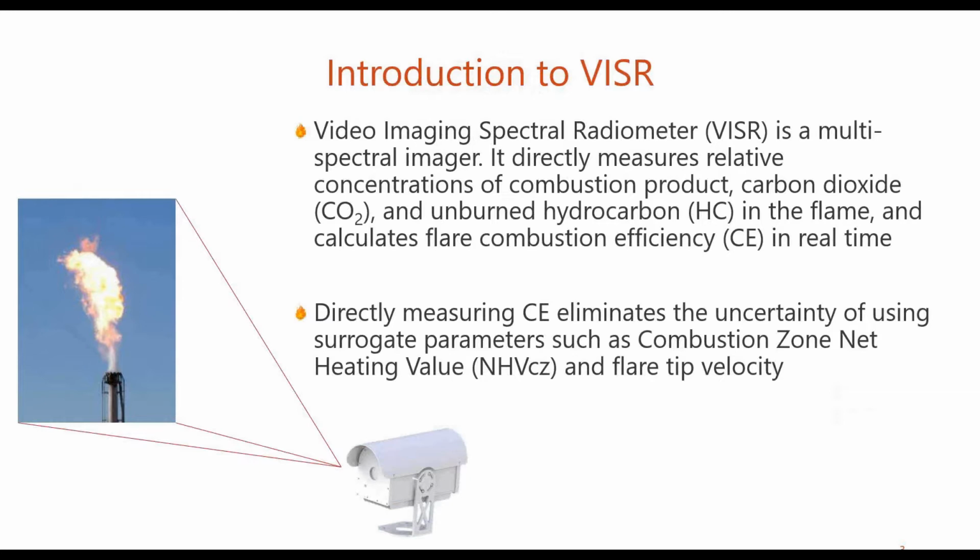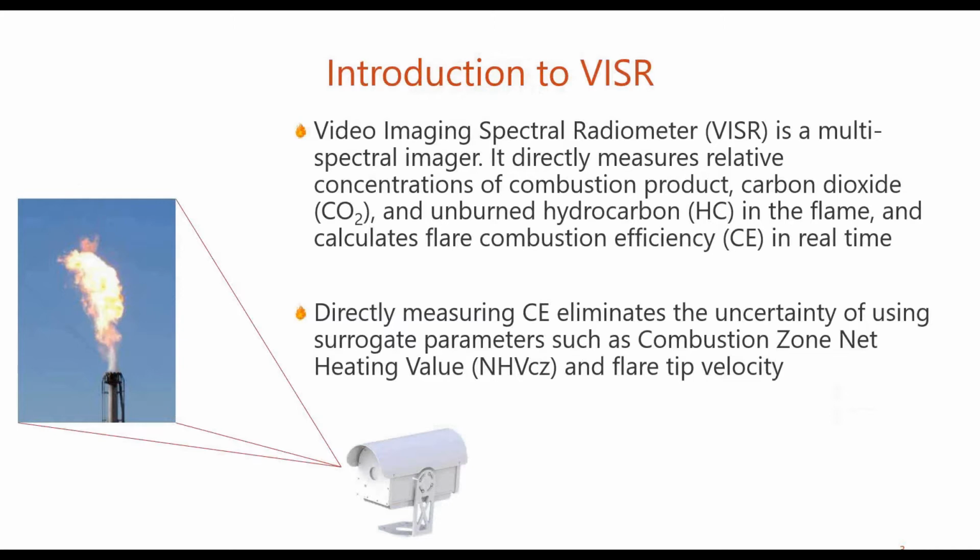So with the VISR imager and the method we built around it, we can use this to directly measure the relative concentrations of the combustion products for an elevated flare. So specifically, we're looking at the CO2 and the unburned hydrocarbon. And the ratios of these two can tell us how well the flare is burning. We can do this in real time. We can make this measurement 30 times a second, and VISR will actually produce a combustion efficiency number every 1 second.